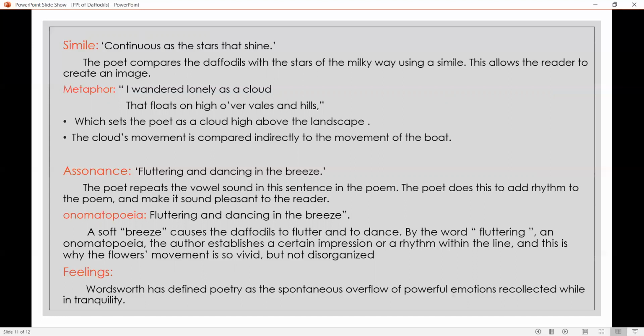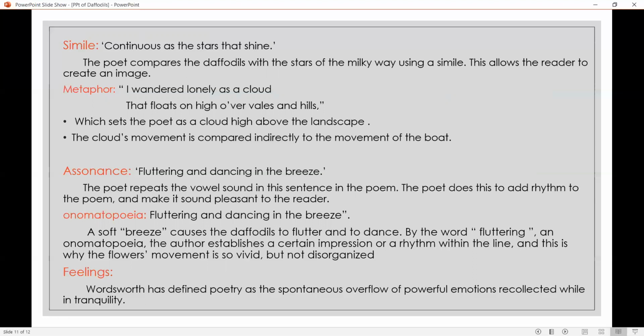Onomatopoeia. Fluttering and dancing in the breeze. A soft breeze causes the daffodils to flutter and to dance. By the word fluttering and onomatopoeia, the author creates a certain impression or a rhythm within the line. And this is why the flowers' movement is so vivid, but not disorganized. They are not messy. They are very organized and very beautiful to see.